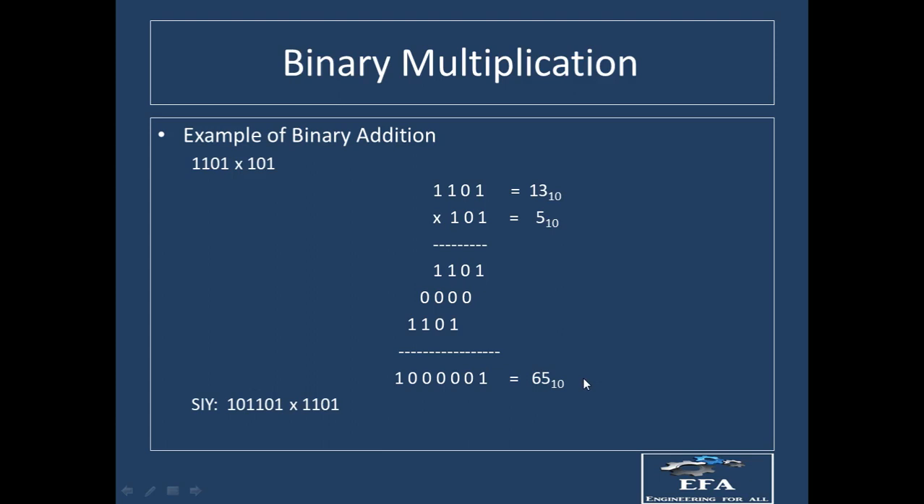Now there is a question for you people that you have to solve. So this will be the question you are solving, and you can write the answer in the comment box. So the question is that you have to multiply 101101 with 1101.